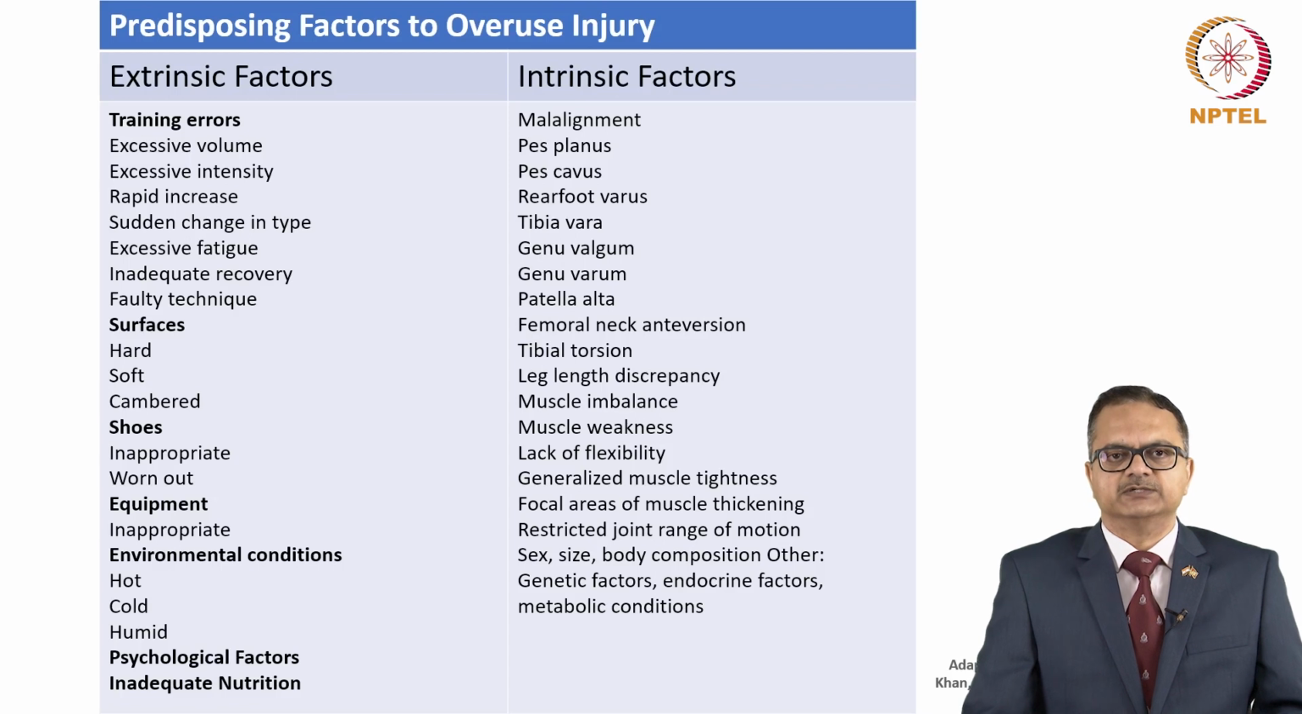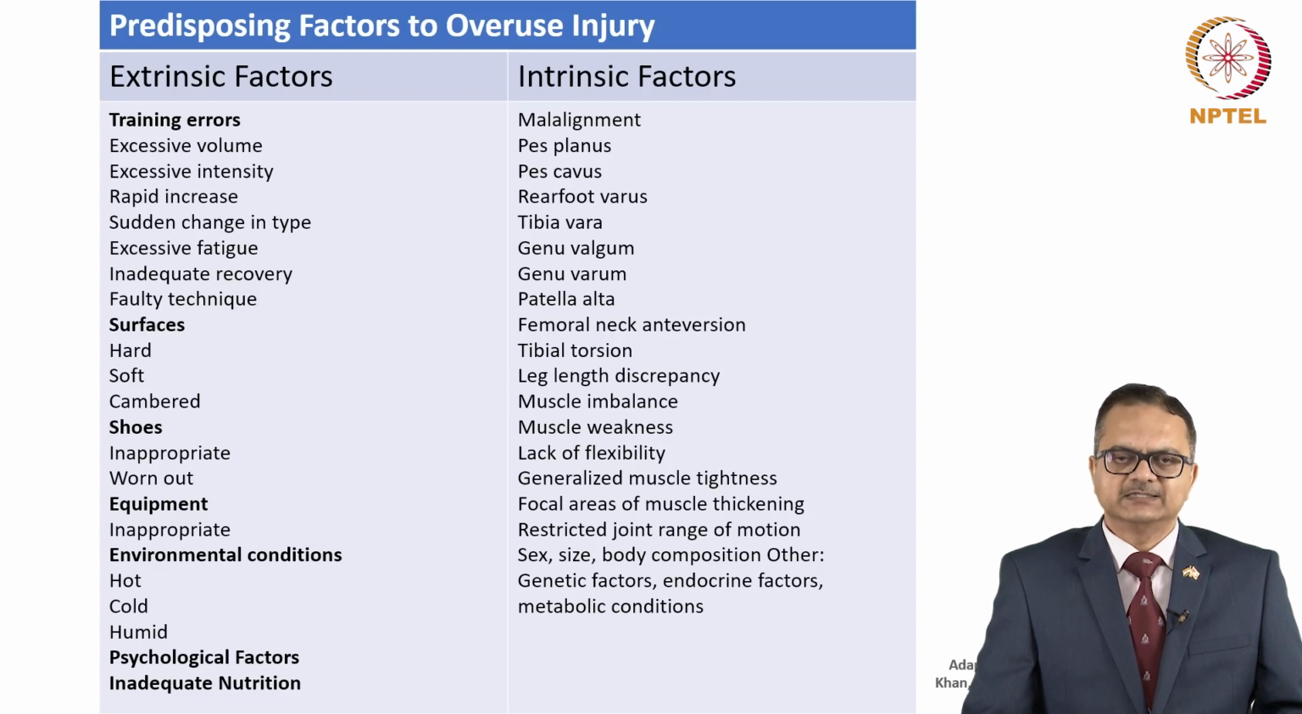If you have an overuse injury, the extrinsic factors may be training errors, any excessive volume, excessive intensity, sudden increase in volume or intensity, sudden change in type, fatigue, inadequate recovery, and faulty technique. The surfaces may be hard, soft, or cambered surfaces. The shoes may be inappropriate or worn out. The equipment may be inappropriate. The weather conditions in which you are playing may be hot, cold, or humid. There may be psychological factors at play, and your nutrition may be inadequate. In overuse injuries, these are the extrinsic factors which contribute to overuse injuries.